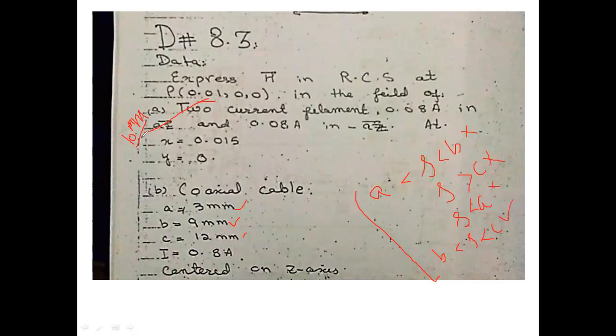It fulfills this condition: in this case rho is in between b and c. What is the value of b? b is 9 mm. We have rho of 10, while c is 12. So we will directly use the equation for this case, case number 4. Let's start the solution.